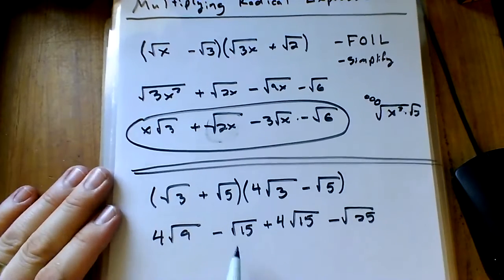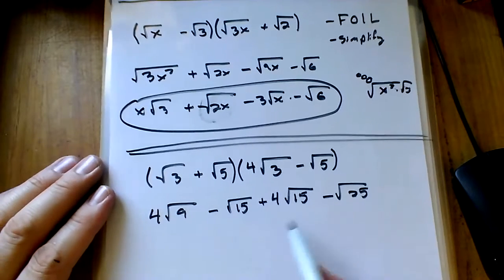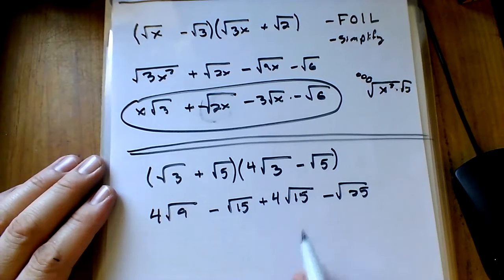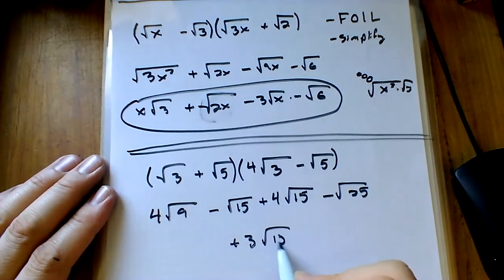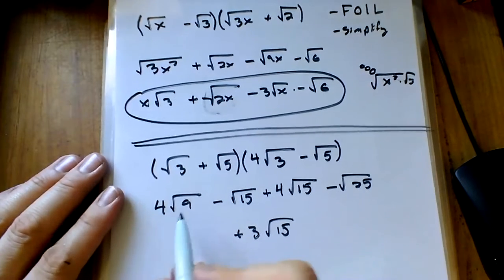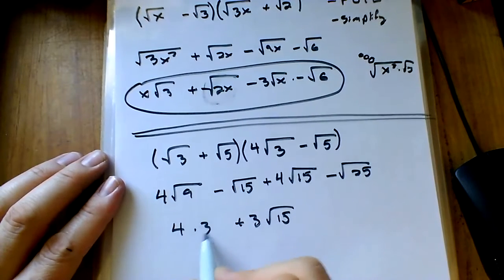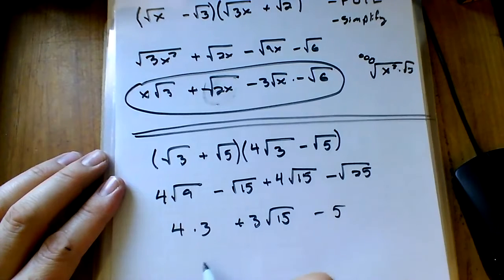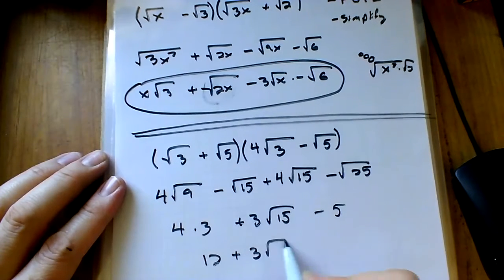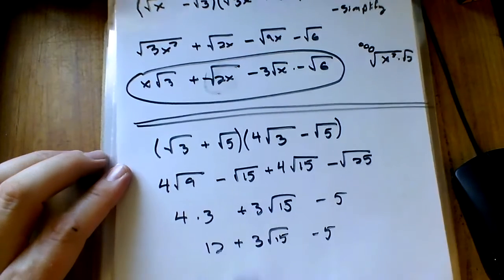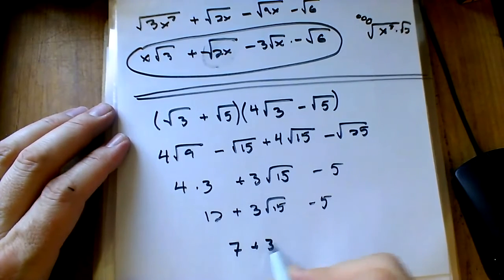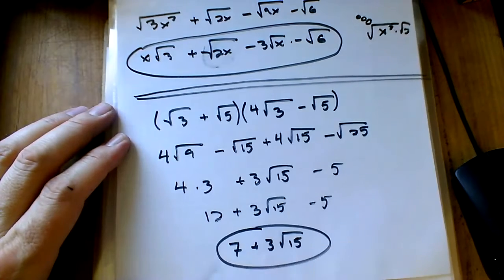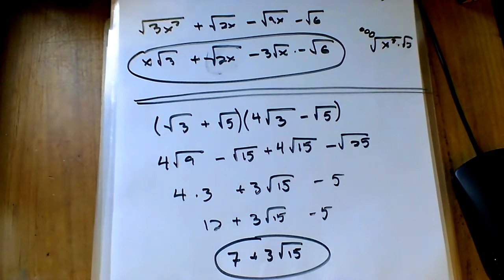So I can put together my like radicals here, and I wouldn't be able to simplify these. The funny thing is I'm going to do this first. It'll be 3 square roots of 15. This right here is going to be 4 times 3, and this is going to be minus 5. So I'll have 12 plus 3 square roots of 15 minus 5, and here I'm going to end up with 12 minus 5 is 7. Those are 3 square roots of 15. So this stuff tends to look more intimidating than it really is.